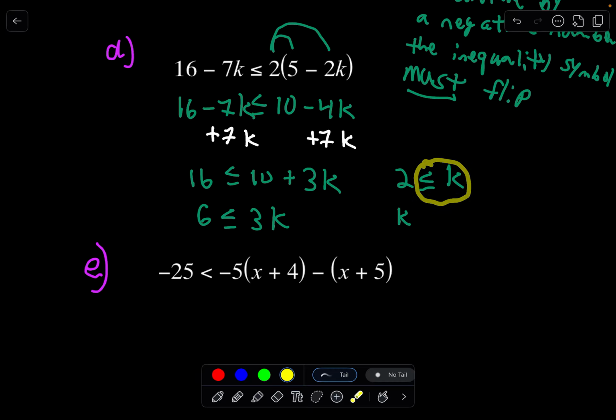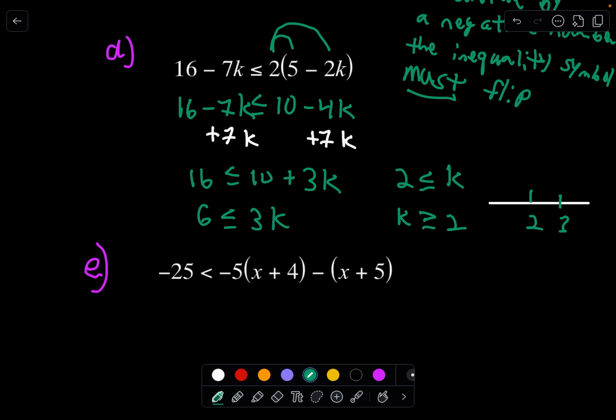When it's written like this, k is greater than or equal to 2, it's a lot easier to graph the solution set. All right, so that would be this. Here's my number line. Just write down 2, and then a number larger and a number less than 2. It's greater than or equal to, so it's going to be a closed circle on 2, and greater than means we point to the right, because to the right is all numbers larger than 2.